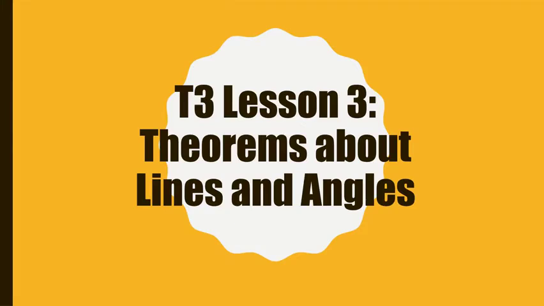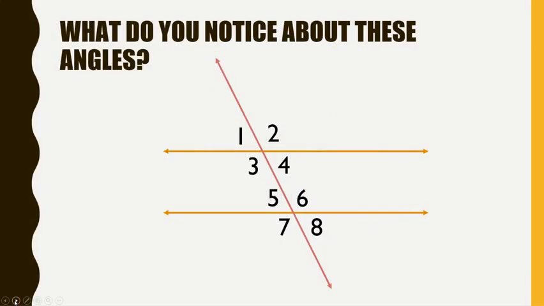Okay, this lesson is term 3, lesson 3 about theorems and lines and angles. Okay, what we have here is a diagram of two horizontal lines with a diagonal line. So we're going to call this a transversal. Transversal means it travels across these two horizontal lines.